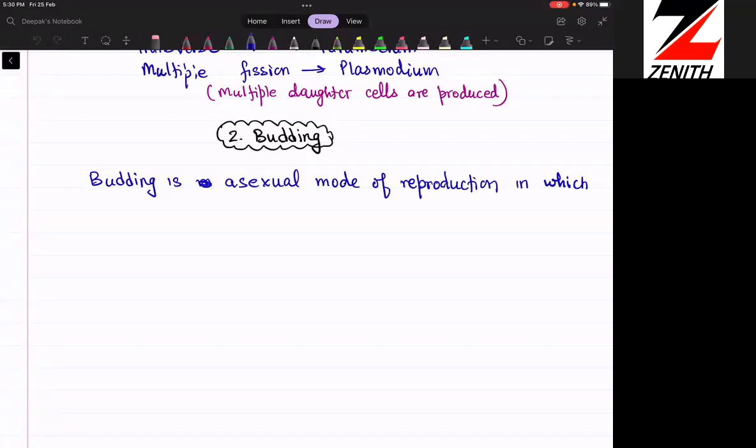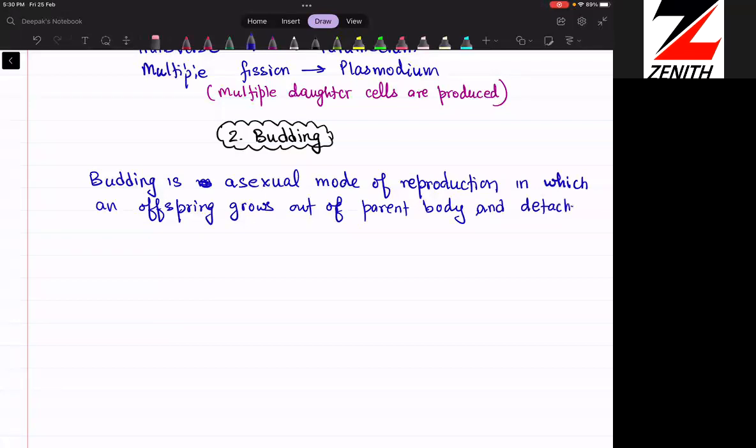So budding is an asexual mode of reproduction in which an offspring grows out of the parent body and detaches itself to become independent. What is the example? Hydra.